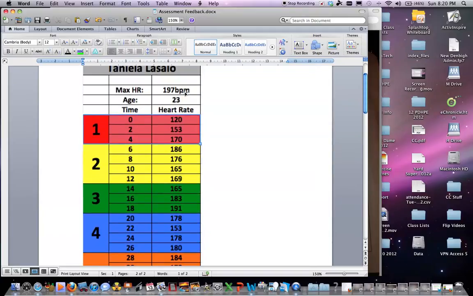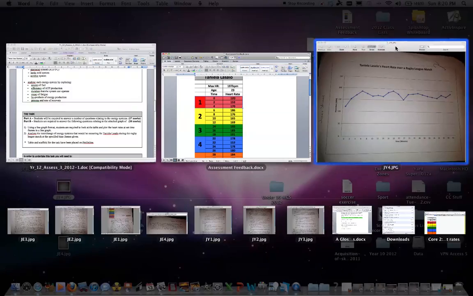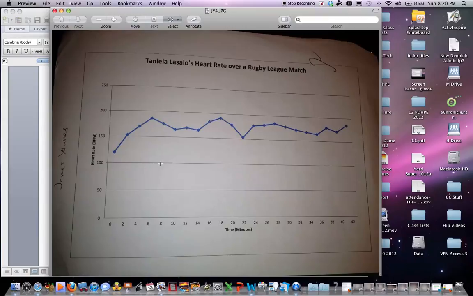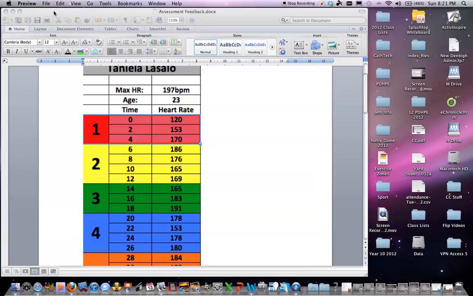And it's interesting to see we've got the maximum heart rate of 197 beats per minute, and that's a result of Taniela's age being 23. So just quickly back to that graph. If we have a look at that graph again, to get 2 marks you need to present something along these lines, and as I said, most students were able to do so. So that was the first part.